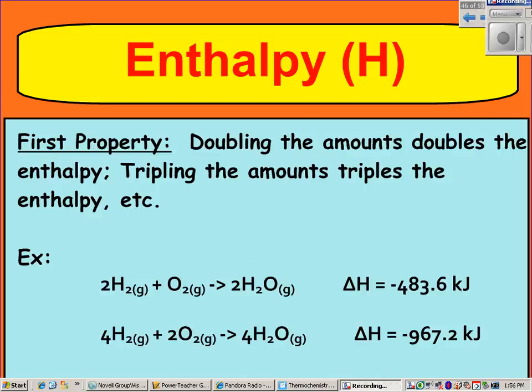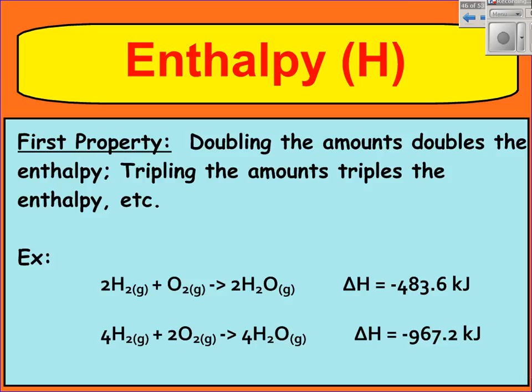The first property states that doubling the amounts of the reactants or products doubles the amount of the enthalpy. If you triple the amounts involved in the reaction, that will triple the enthalpy, and so on. Take a look at the example below. You'll notice that in the first reaction, you see 2H2 plus O2 yields 2H2O, the synthesis of water. Apparently, this reaction is exothermic. Specifically, it will release 483.6 kilojoules.